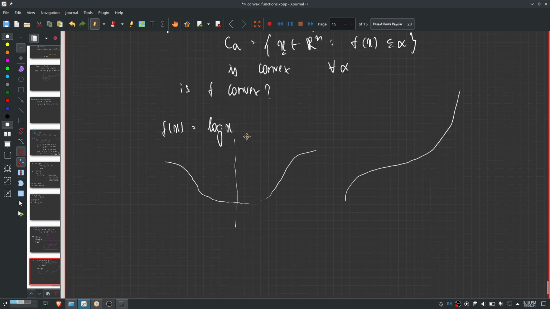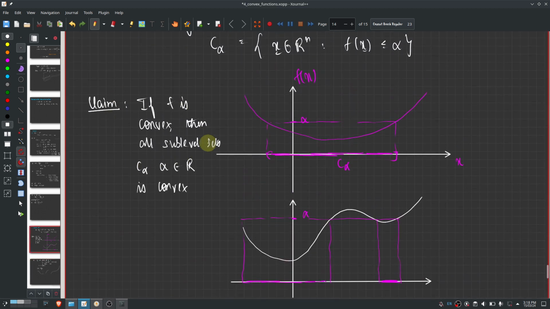Okay. So this statement requires a proof. How do you prove something like this? Just use the definition of convexity, right? So again, I won't prove it here. I'll just leave that as an exercise. It's simple enough.